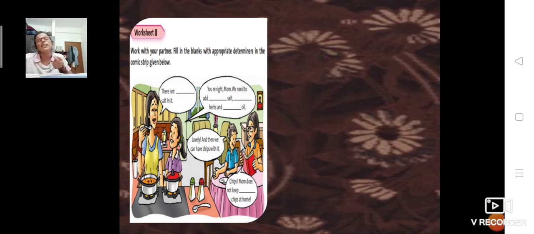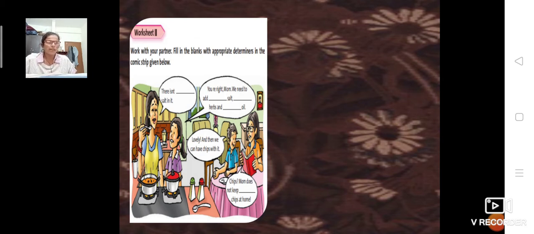They are tasting it, and she is saying that there isn't any salt in it. You're right, mom. We need to add some salt, and a few herbs and a little oil. Okay, some salt, a few herbs and a little oil. Lovely. And then we can have chips with it. Chips? Mom does not keep, again it is negative, does not keep any chips at home. So this is what you are going to fill.